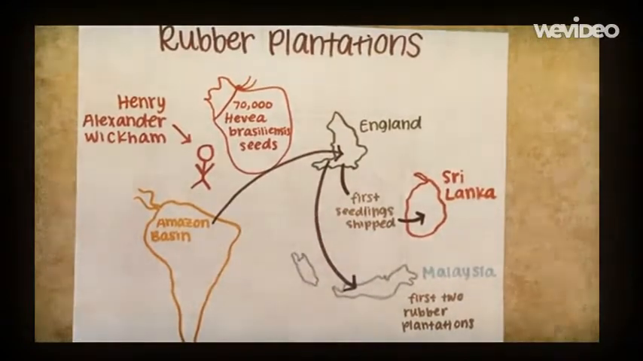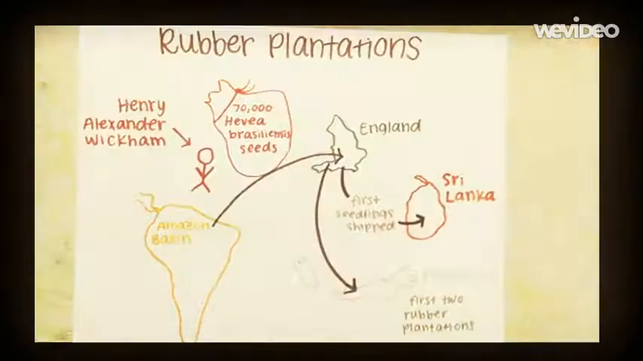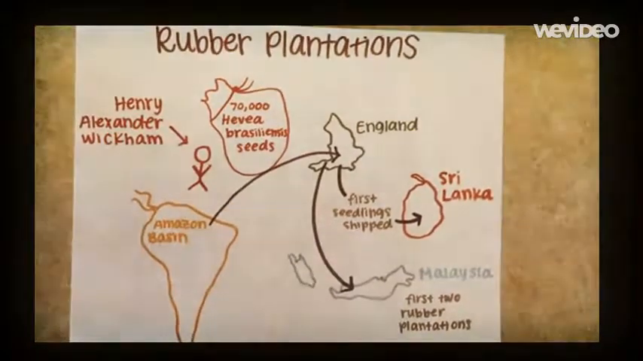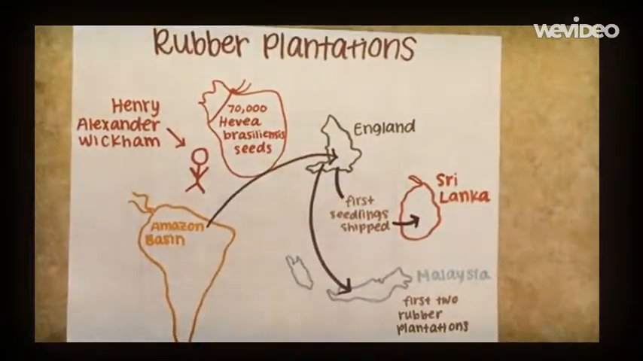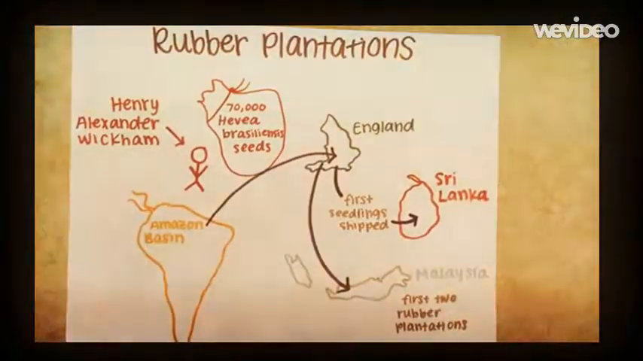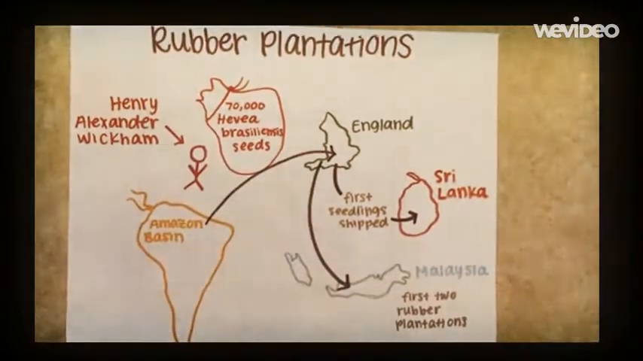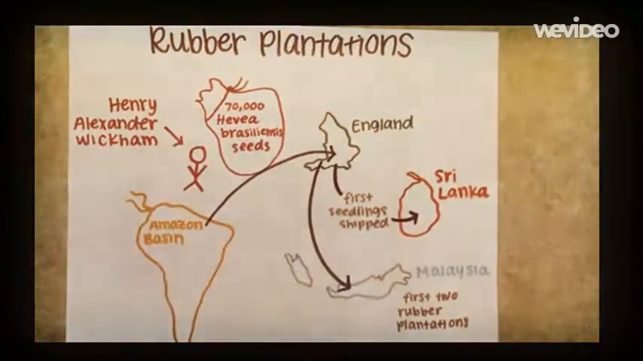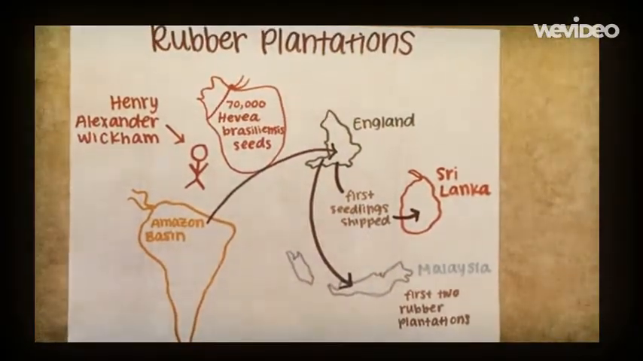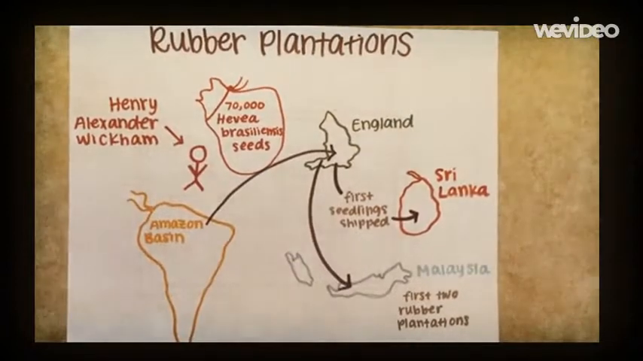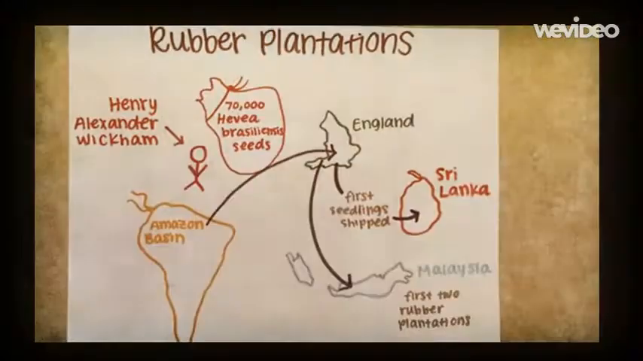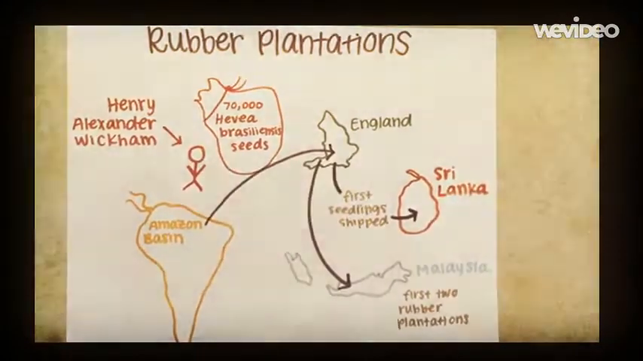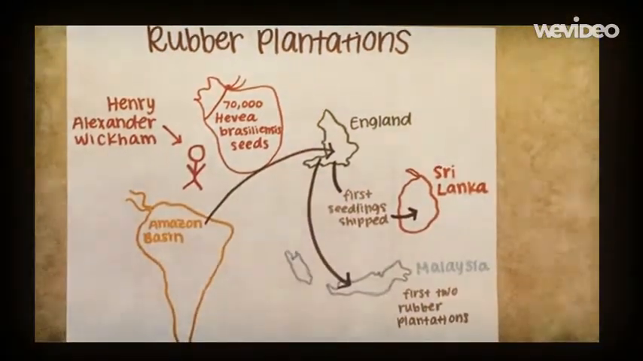In 1876, an Englishman named Henry Alexander Wickham left the Amazon with 70,000 seeds from Hevea brasiliensis, which was the tree that proved to have the most rubber latex. In June of 1876, he arrived at the home of a botanist named Joseph Hooker, which was located outside of London. A propagating house was established, and the rubber seeds were planted.